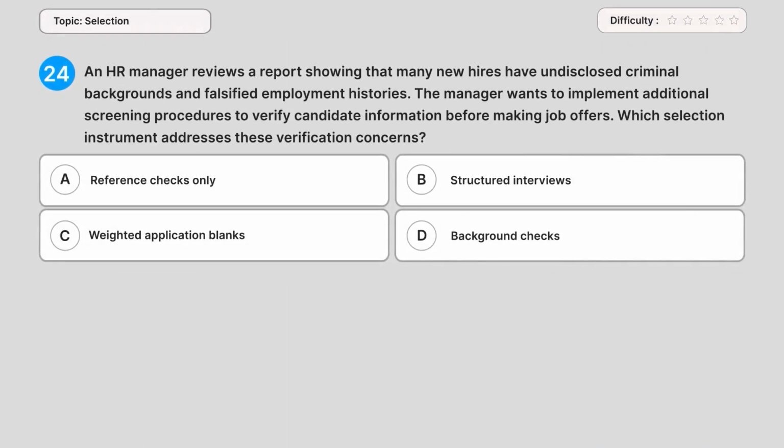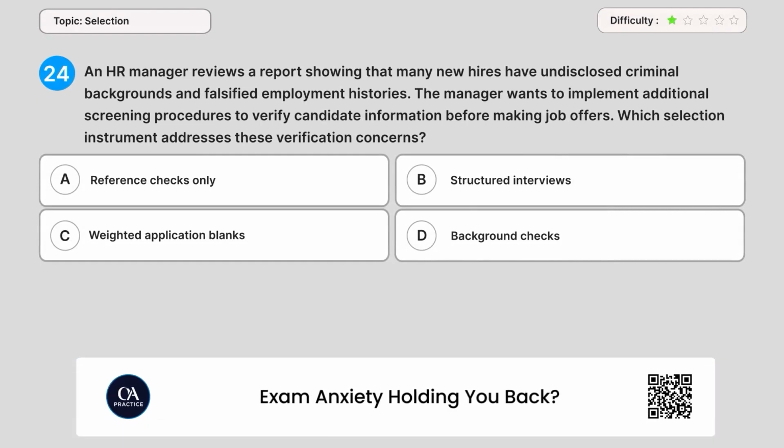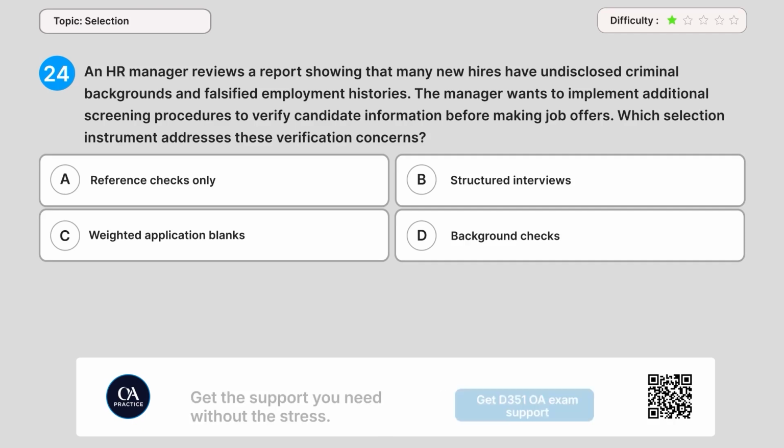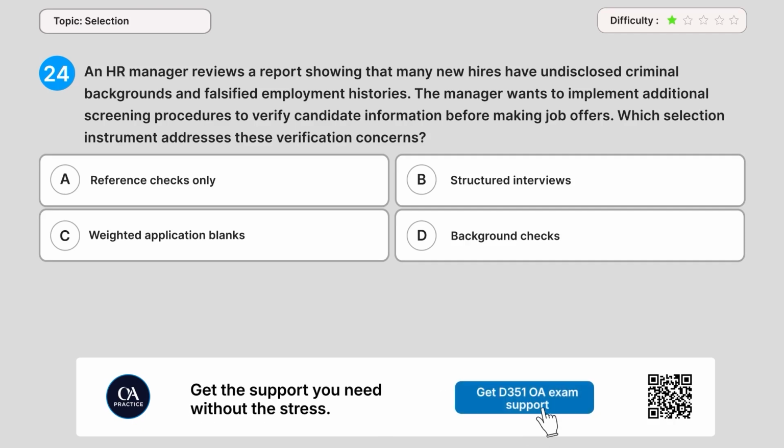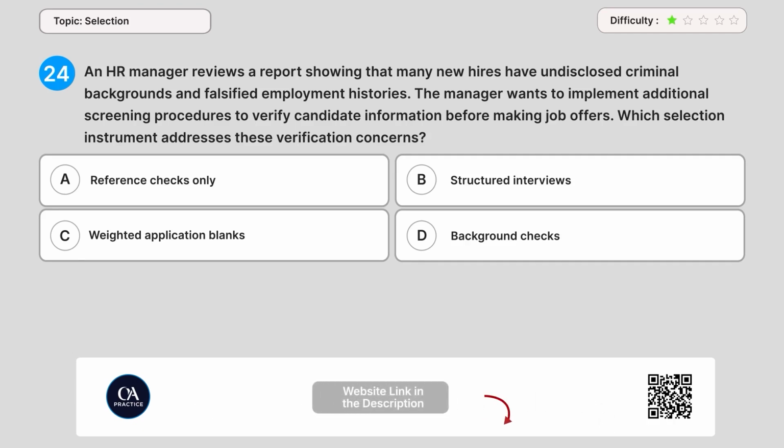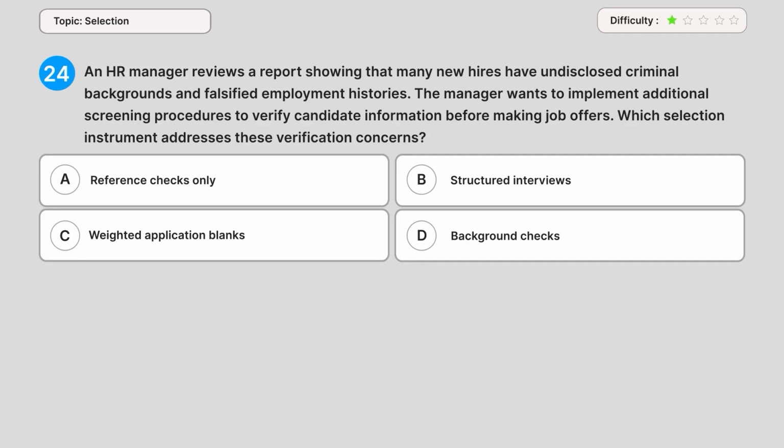24. An HR manager reviews a report showing that many new hires have undisclosed criminal backgrounds and falsified employment histories. The manager wants to implement additional screening procedures to verify candidate information before making job offers. Which selection instrument addresses these verification concerns?